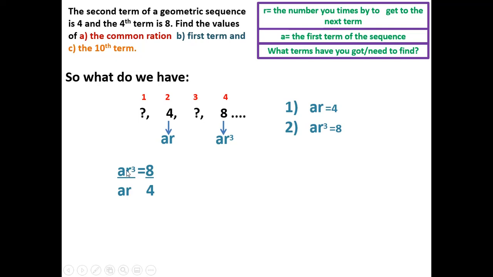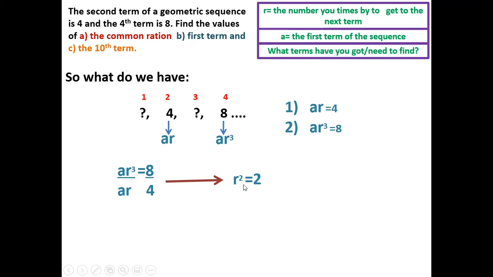Kasi cancel natin, di ba? So, 3 minus 1 sa loob ng exponent. So, 3 minus 1, that is 2. 8 divided by 4 is 2. Okay? So, this becomes r squared is equal to 2. Saan ulit galing ang 2? Sa 8 divided by 4.